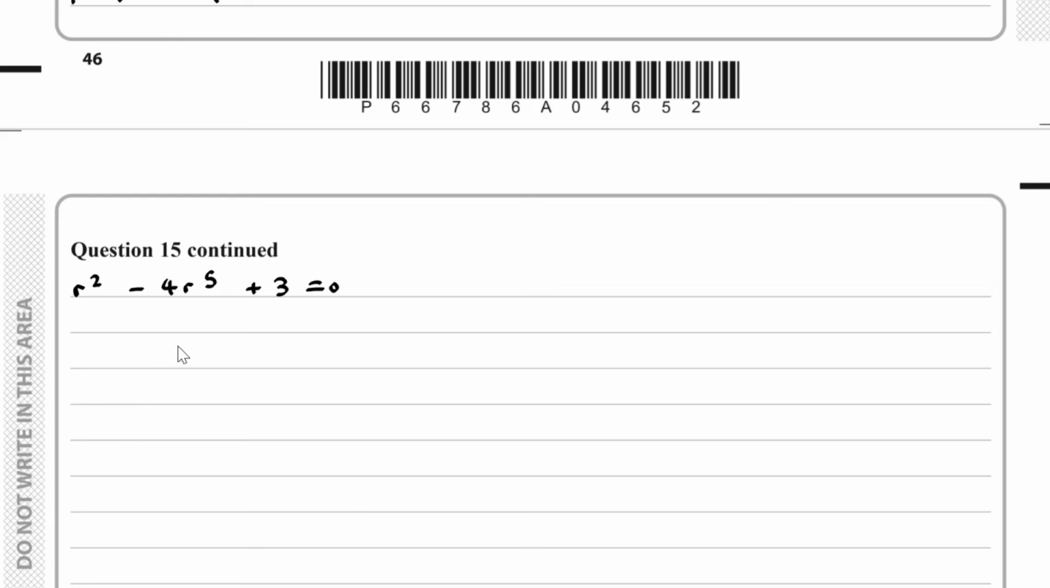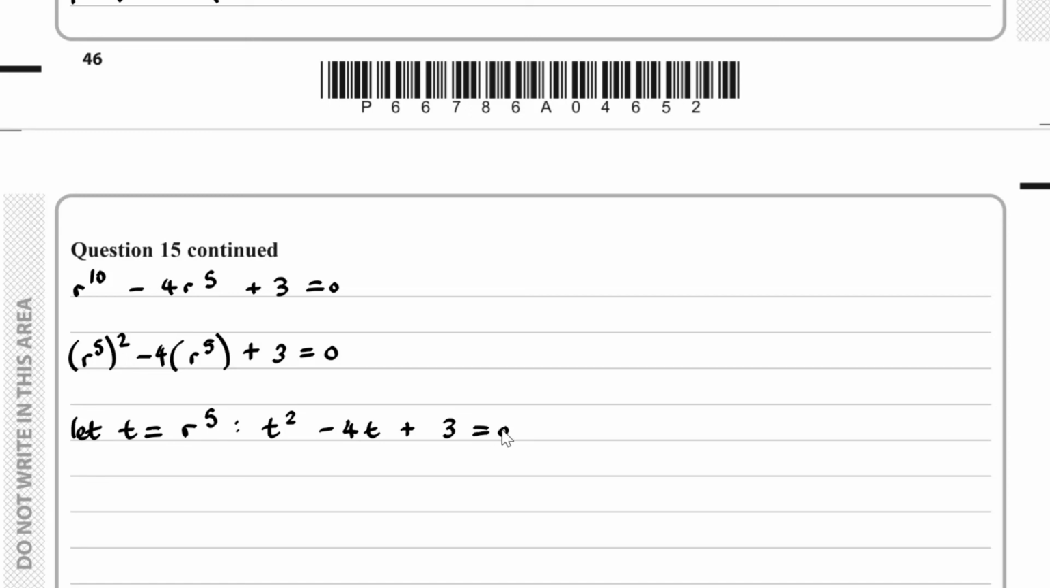And I hope at this point you can recognize we have a hidden quadratic. Of course, here we've got an r to the 10. So let's make sure I've written the right thing down. r to the 10 we can rewrite as r to the 5 squared. So we have r to the 5 all squared minus 4 lots of r to the 5 plus 3 equals 0. And to solve this quadratic, we can make a substitution. For example, we can let t equal r to the 5. And if we do that, we have t squared minus 4t plus 3 equals 0.